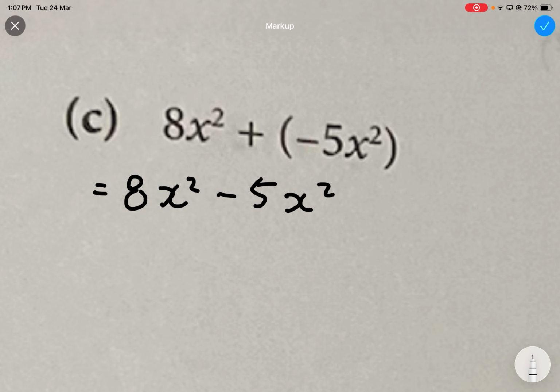Okay? This one is not necessary. I am trying to show you. You can see minus y square plus 10y square as 10y square minus y square. You can just write the answer.